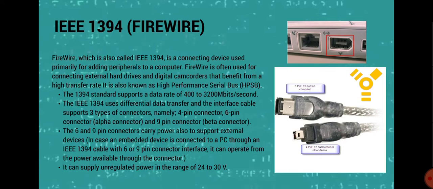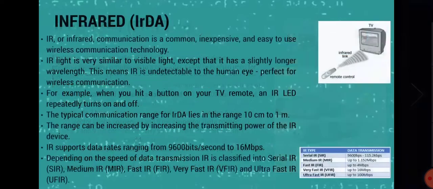The IEEE 1394 interface cable supports three types of connectors, namely 4-pin connector, 6-pin connector, and 9-pin connector. The 6 and 9-pin connectors carry power and also support external devices. It can supply unregulated power in the range of 24 to 30 volts.